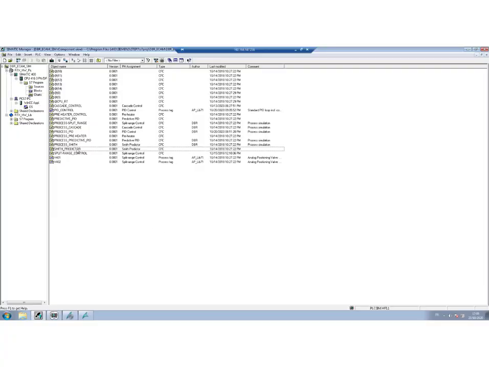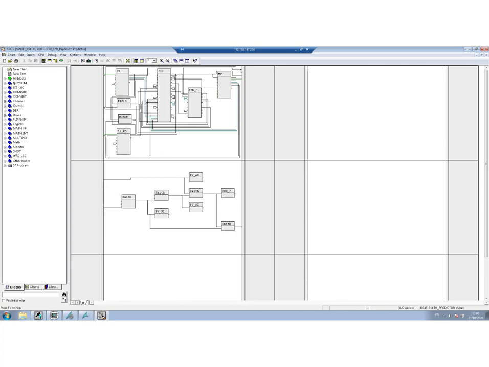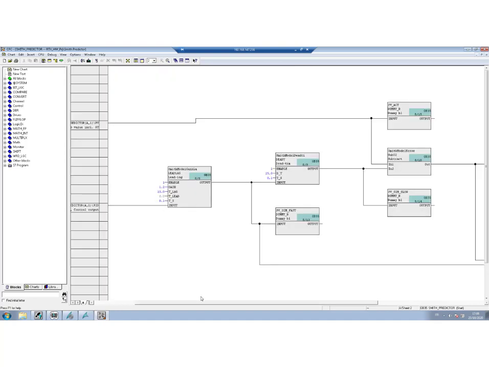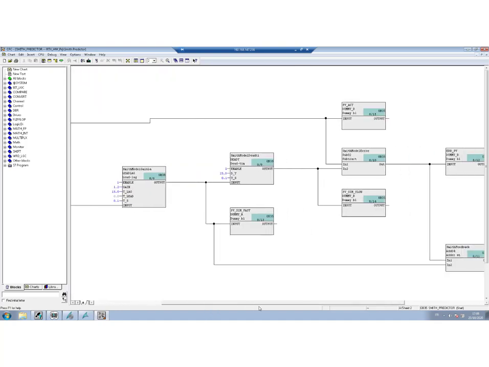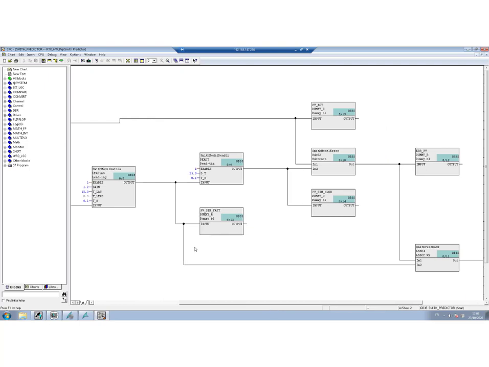Well, this Smith predictor can easily be programmed in PCS7 once you have the blocks. So here you have the PID controller, and here you have the actual Smith predictor, right? I will show you the important blocks.